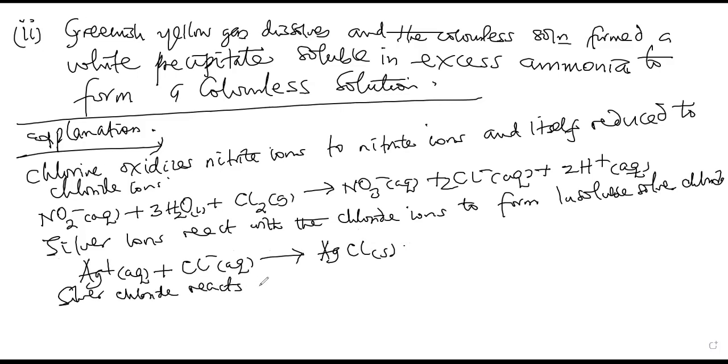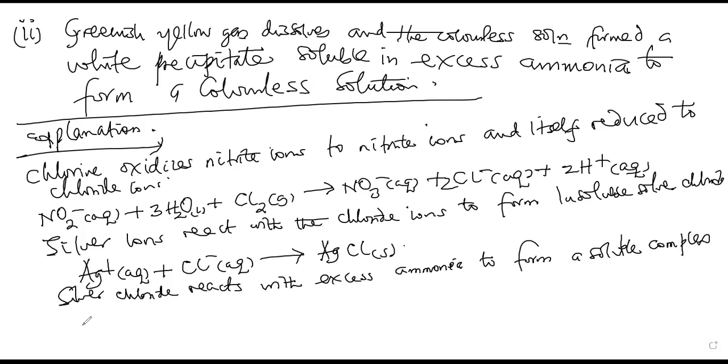Now, this silver chloride reacts with excess ammonia to form a soluble complex of diamine silver 1 ion, which is colorless.